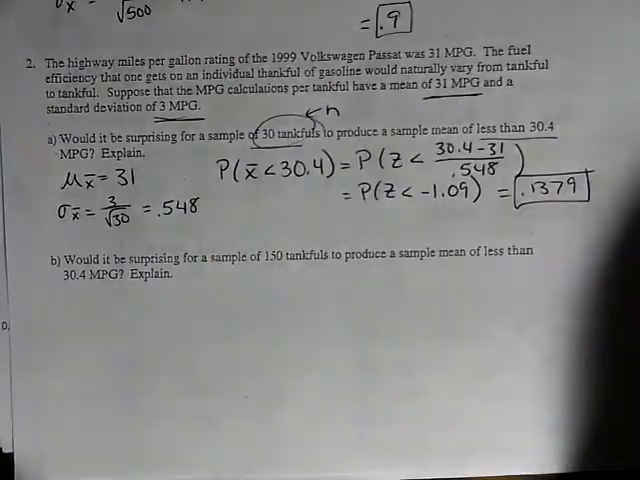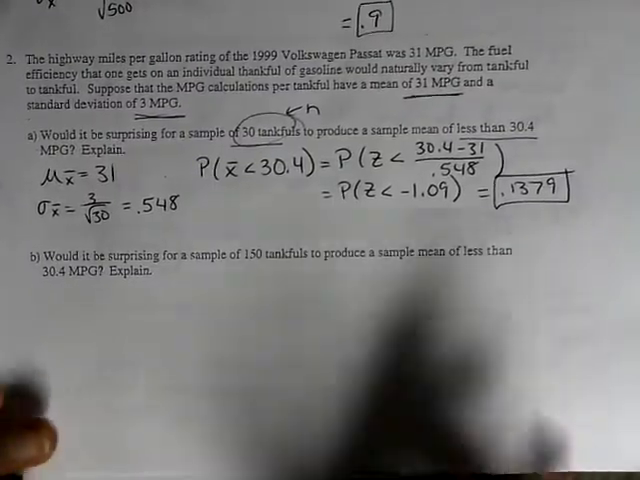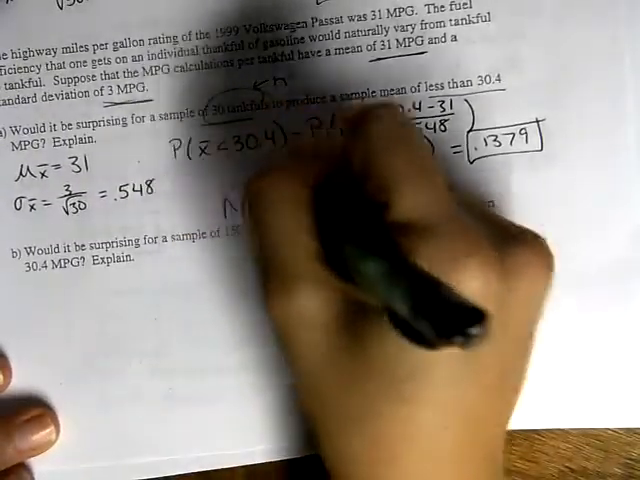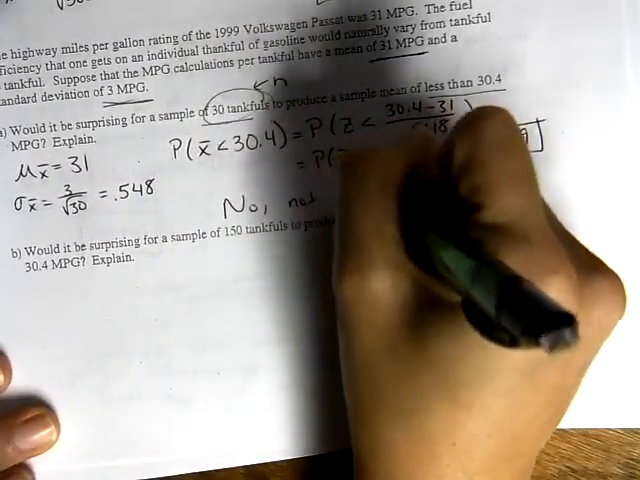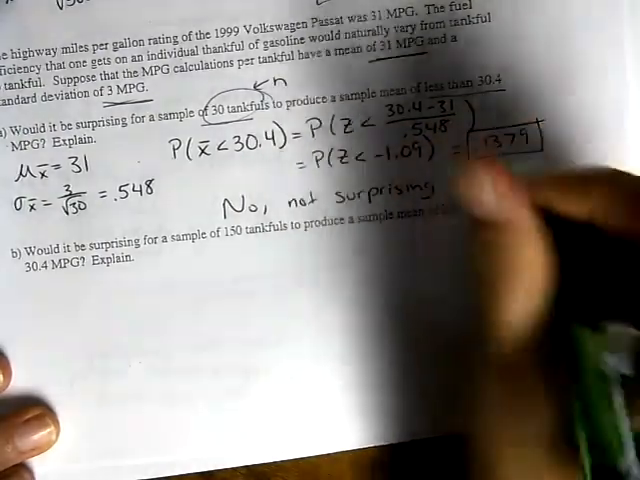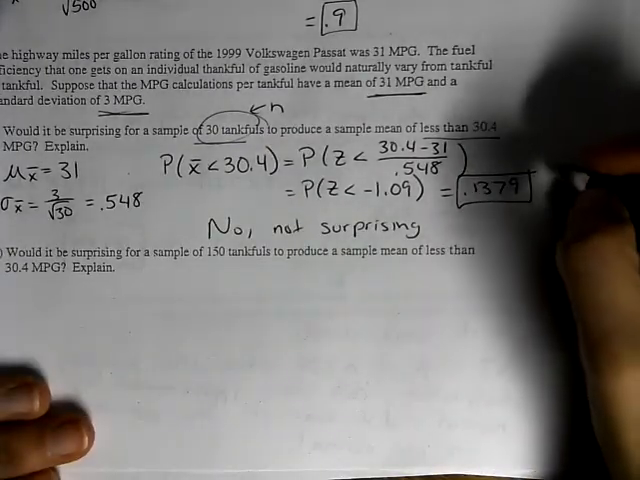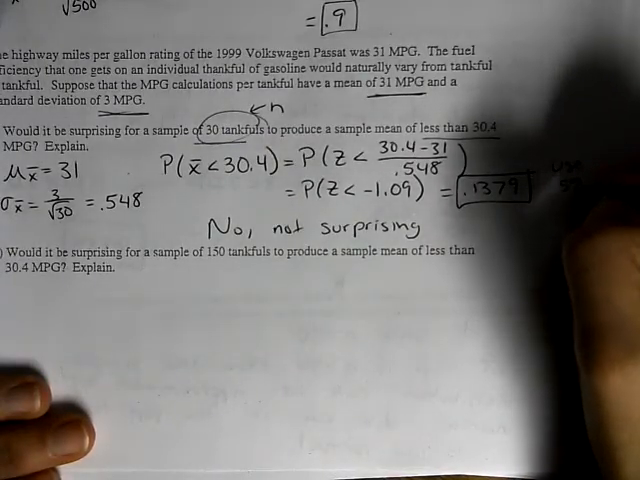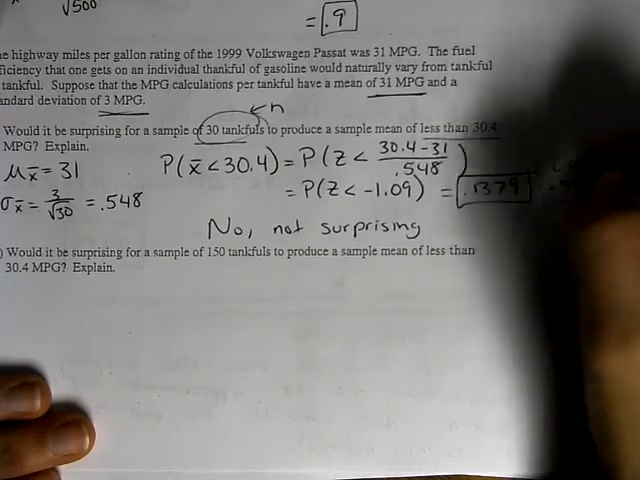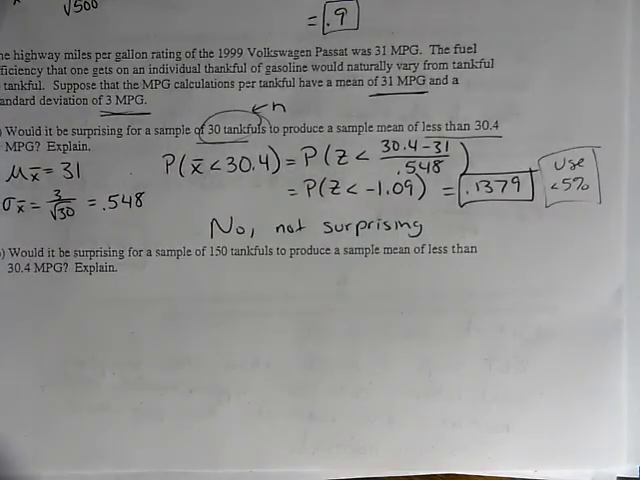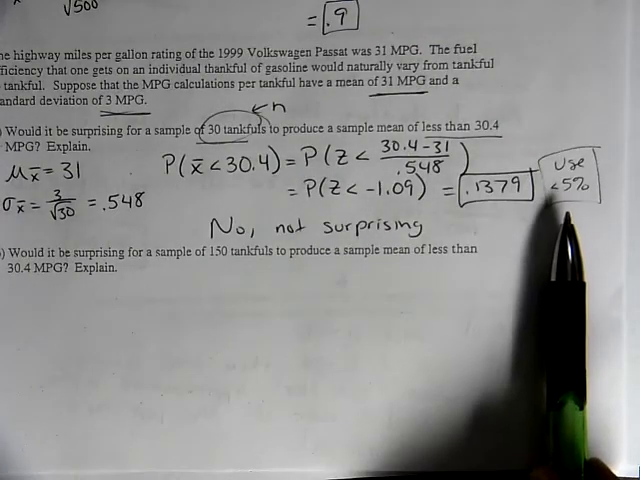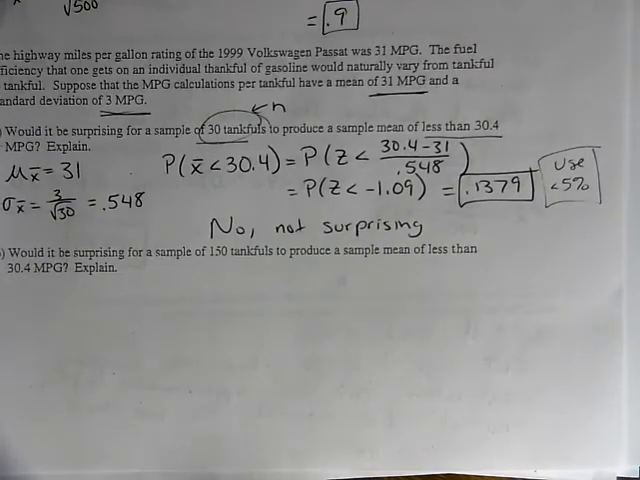So would this be surprising? If it's supposed to happen 13% of the time, I would say no. It's not surprising. There's no real rule in terms of being surprising or not, but I always tend to think 5%. If it happens less than 5% of the time and it happened in your sample, maybe something's wrong. That's kind of the rule I use. It doesn't necessarily have to work every time, but here, if it's supposed to happen 13% of the time and it shows up in yours, that's not too bad.